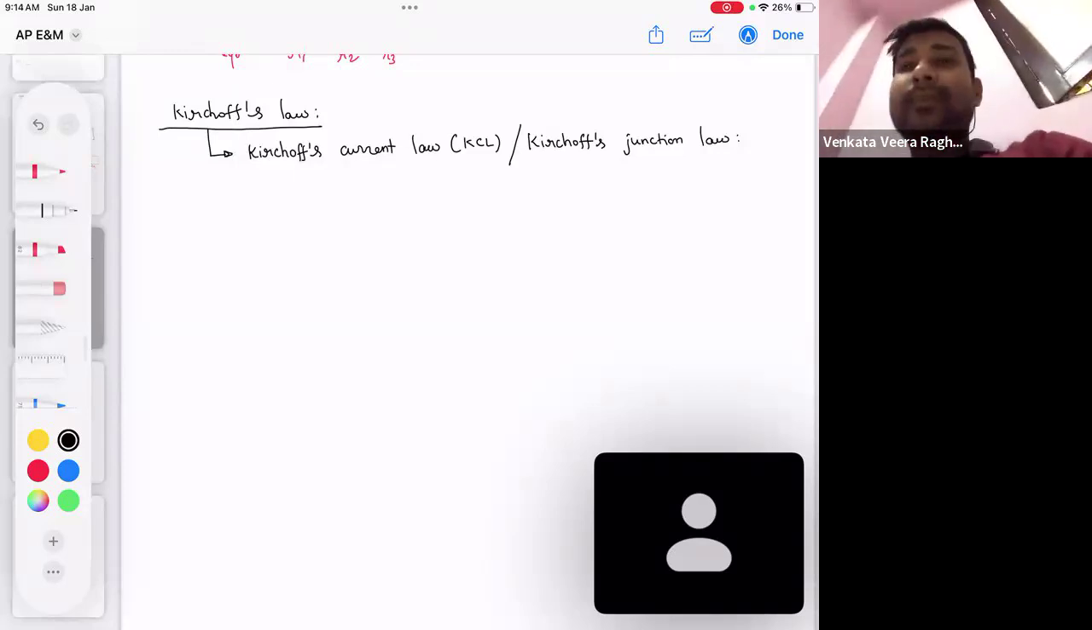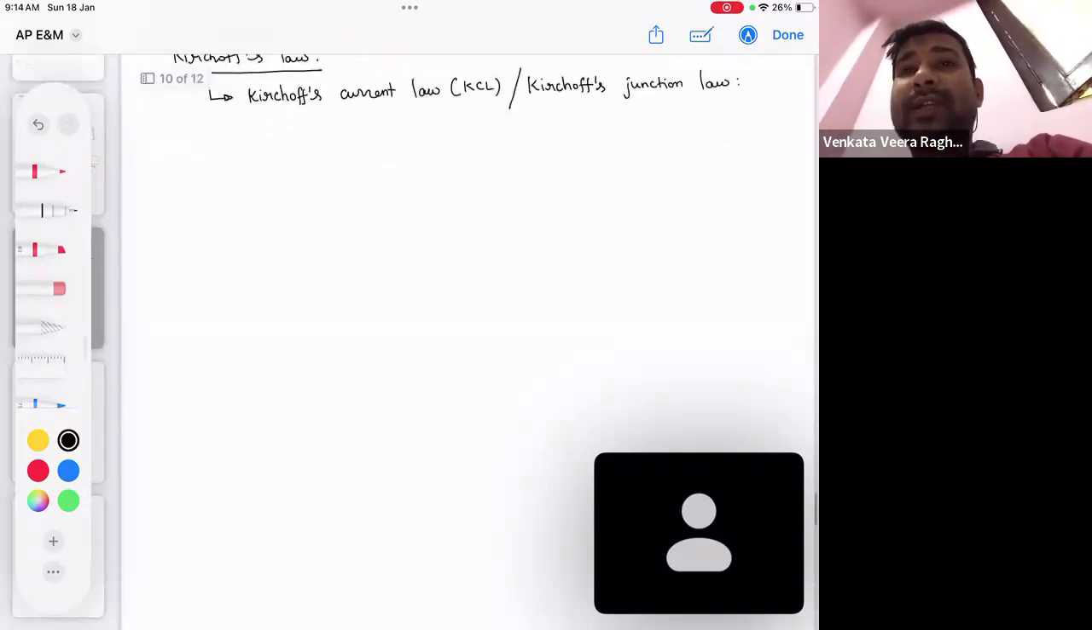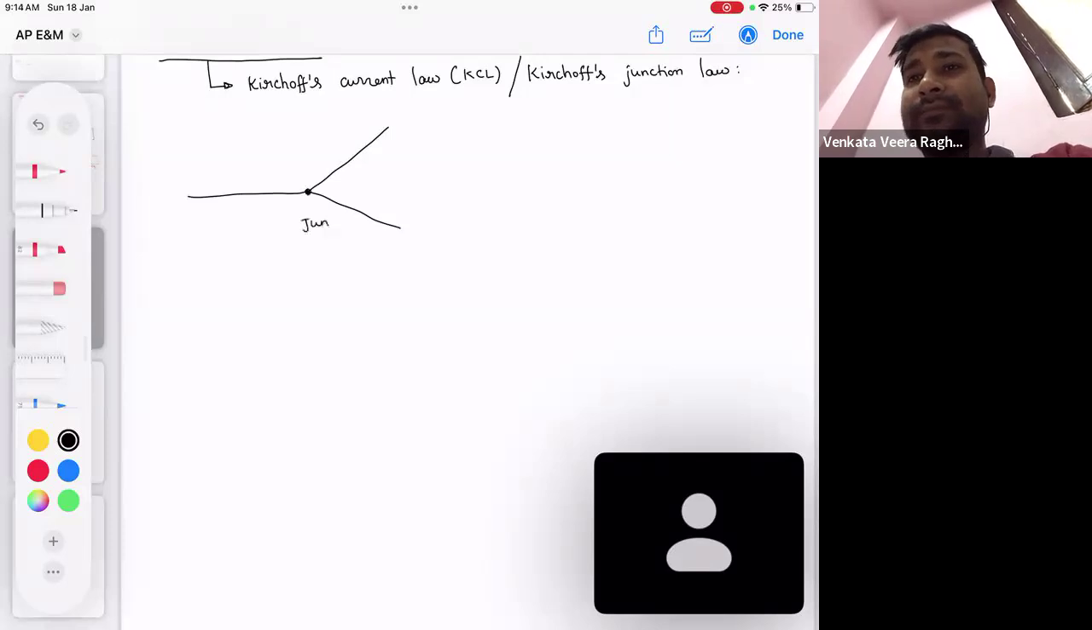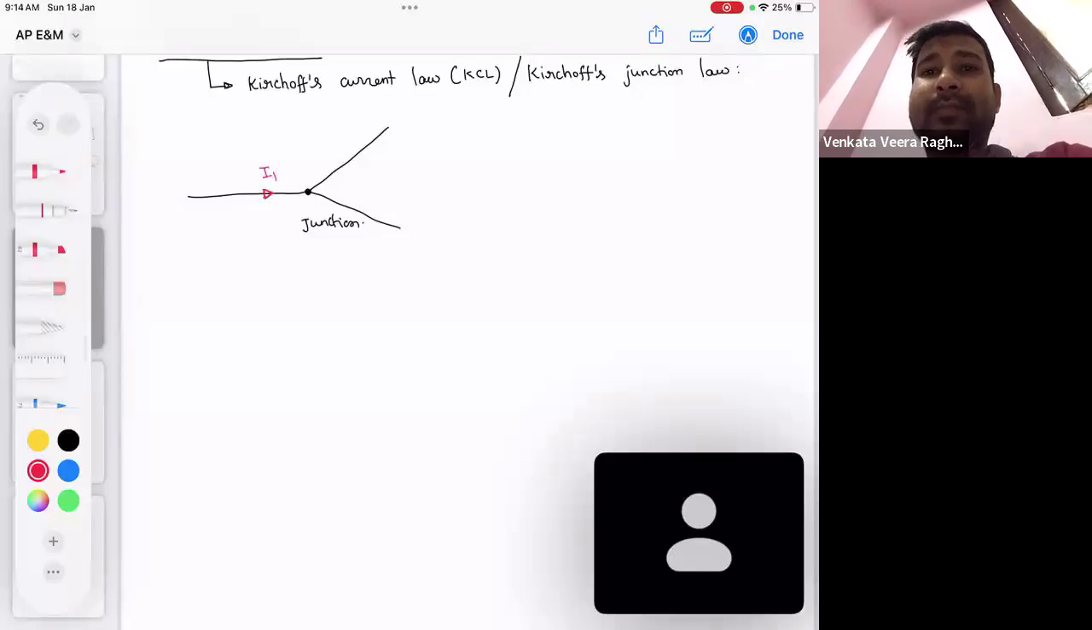Understood? So what is Kirchhoff's current law or Kirchhoff's junction law? Let's say in the diagram, it is given like this. This is branch 1, this is branch 2, this is branch 3. Can I call this the junction? This is the junction. Let's say in this branch the current, how much is it coming? I1. And in the other two branches, what is the current?